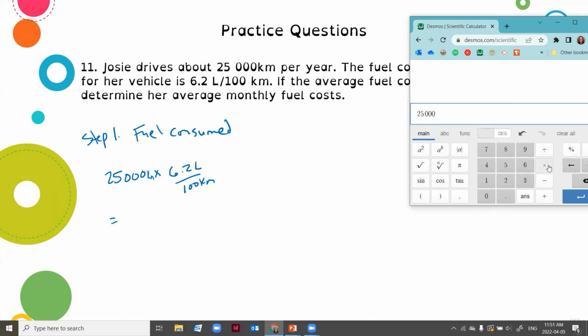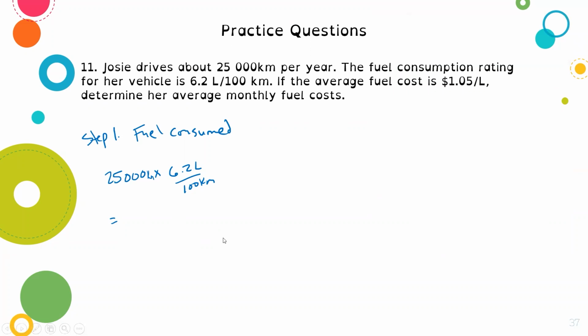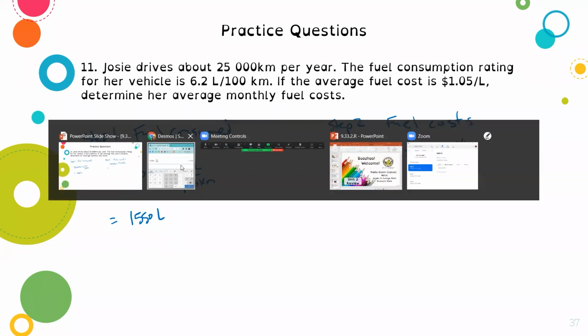So 25,000 times 6.2 divided by 100 equals 1,550. So that's how many liters, 1,550 liters is how much fuel she consumed in that year. So then step 2 are the fuel costs. And then we do how much fuel we used. So 1,550 times $1.05 per liter to figure out how much it actually costs.